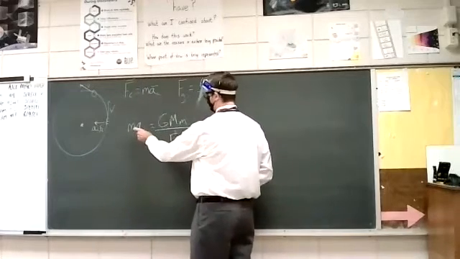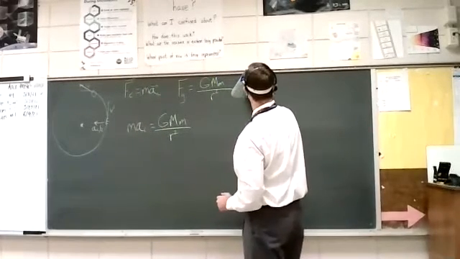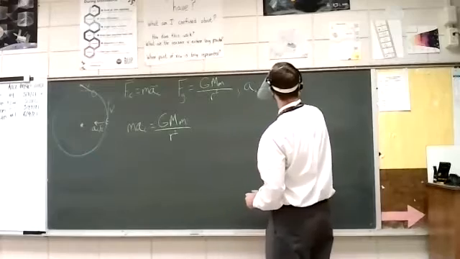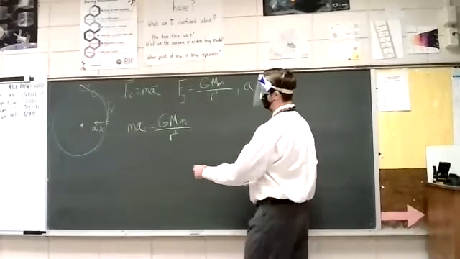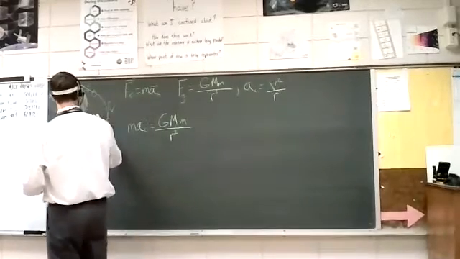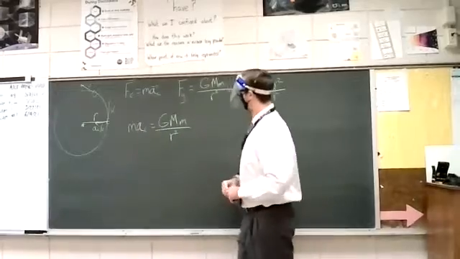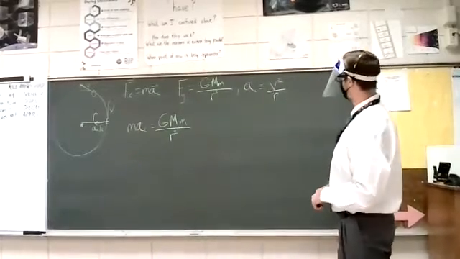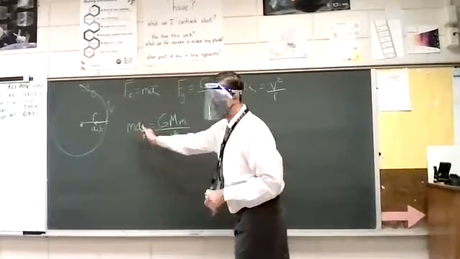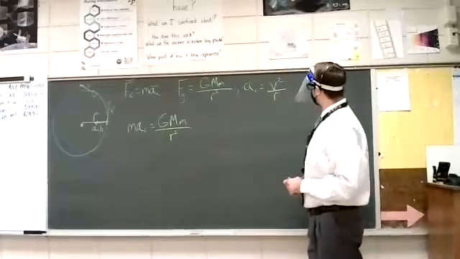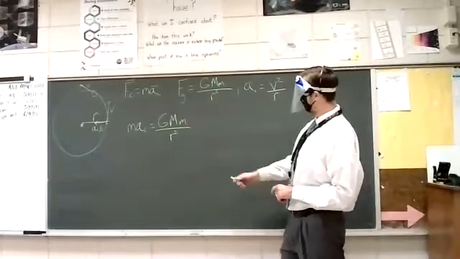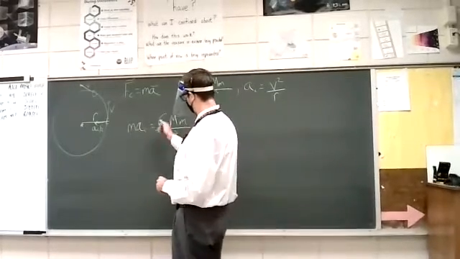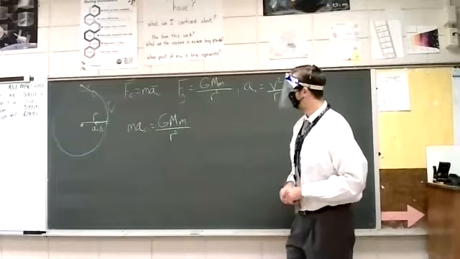We know that centripetal acceleration is the tangential velocity squared over r, where r is this distance, the radius of the circle. Okay? So we can substitute this in for centripetal acceleration. Then I see, is there anything else we can do here, mathematically, to clean this up a bit?